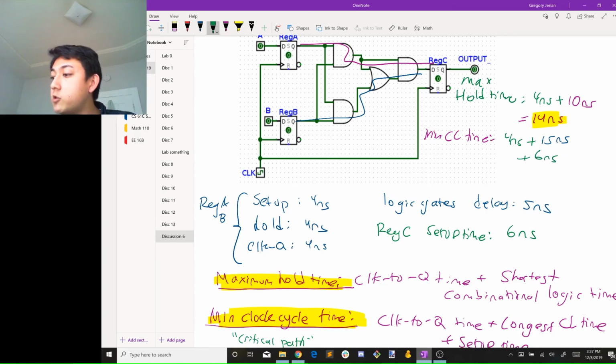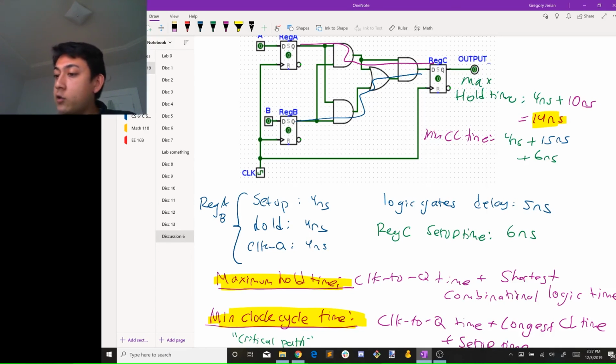Notice we use register C's setup time because we're entering register C. We use 4 nanoseconds when we're exiting register A or B. The setup time is for register C, and the clock to queue or hold time is for register A or B because that's what we're leaving. We need to set up register C, but we need a hold from register A or B.